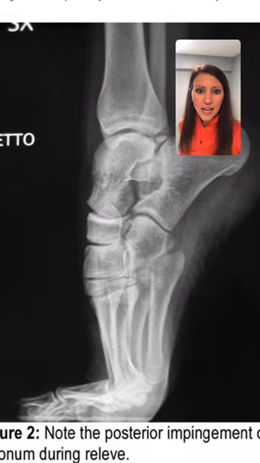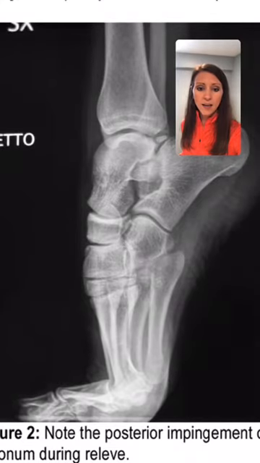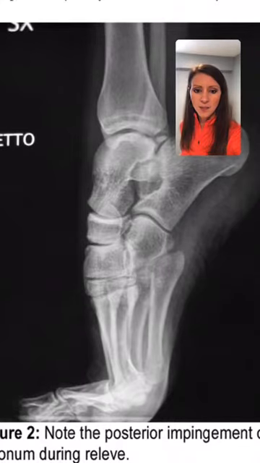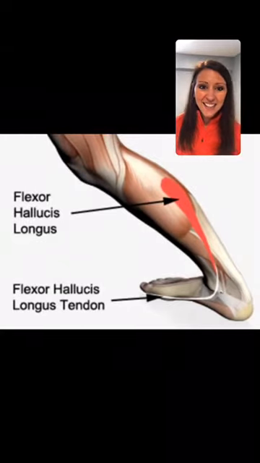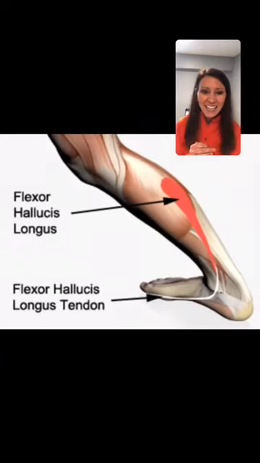Okay, the other thing that can cause posterior impingement in the back of the ankle would be the FHL tendon. I saved all these pictures because I'm a visual person. Hold on. Okay, the FHL tendon is flexor hallucis longus, and this is a pretty long muscle.